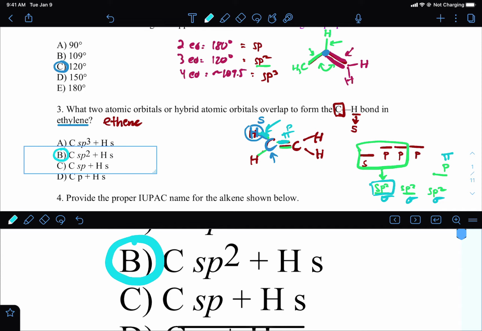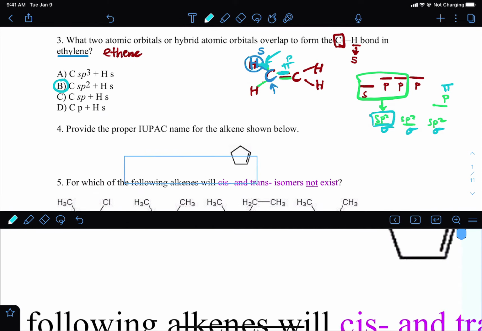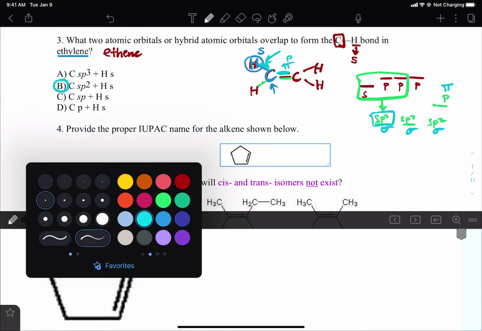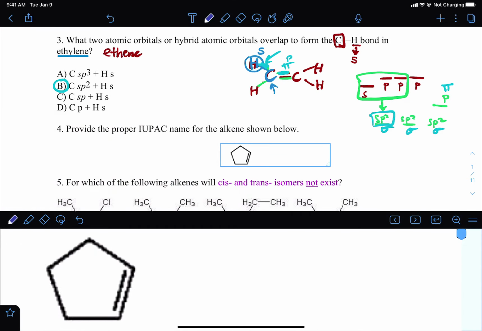Okay, provide the IUPAC name for the alkene shown below. So it's a cyclic molecule. It's 5 carbons, 1, 2, 3, 4, 5.